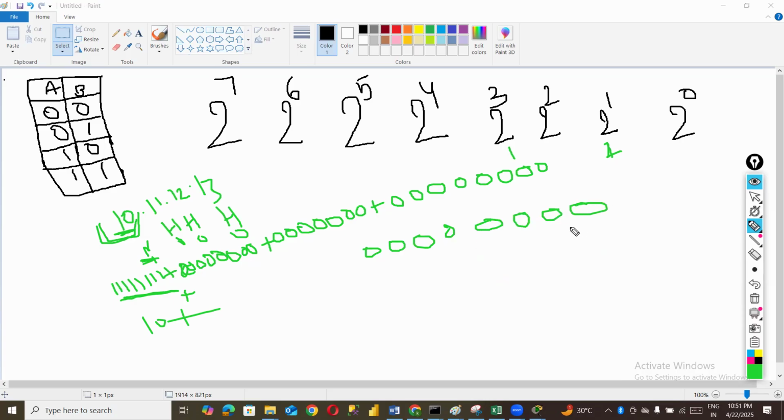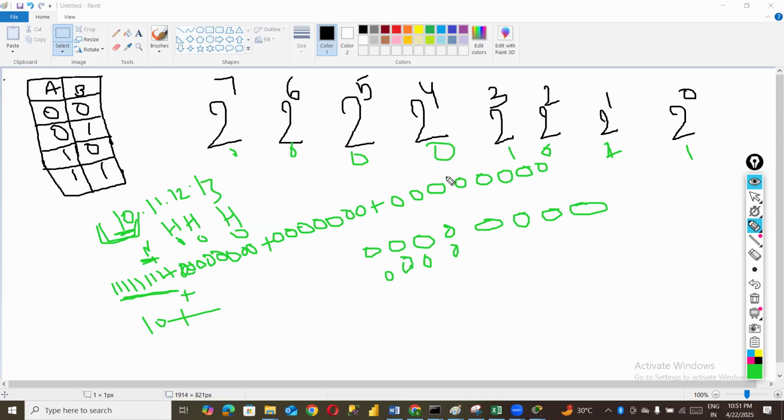Okay. 4 plus 4, 8. Now what is the combination for 11? 2 to the power 3 is 8. It will be also 0 and 1 and 1, right? So 8 plus 2, 1 plus 1. Okay. So double 0, double 0, double 0, double 0.